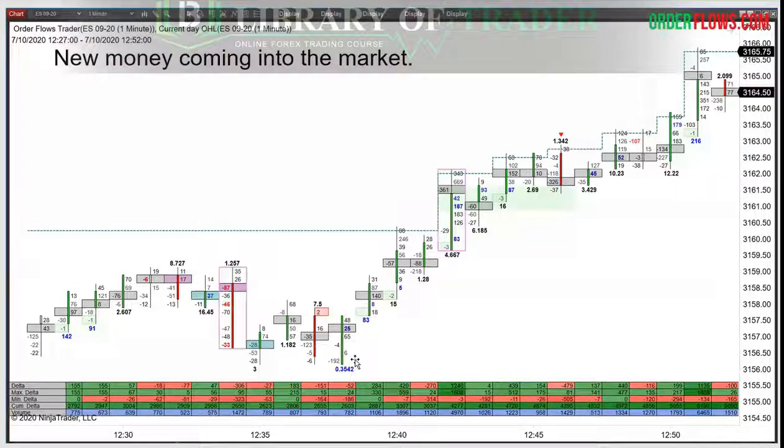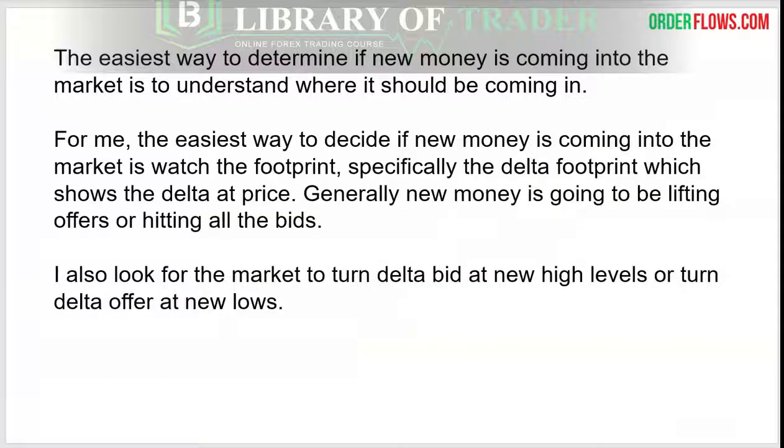And when you're looking for new money, like I said earlier, fresh money, new money, I use those terms a little interchangeably, because in my mind, they mean the same thing. So, when you're going out and taking out the highs, you want to be seeing, obviously, the highs are going to be taken out on aggressive buying. It's going to be lifting all the offers. But earlier, I said I also look for the market to turn delta bid at new high levels or at new low levels, turn delta offer.